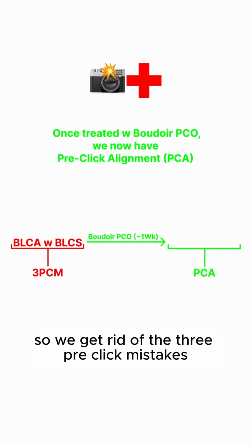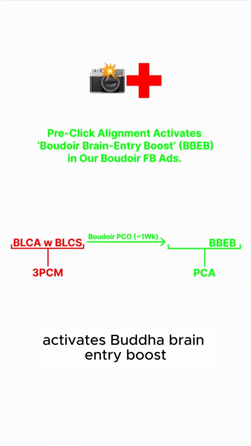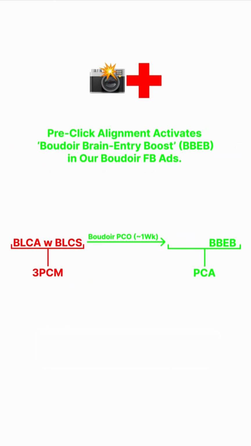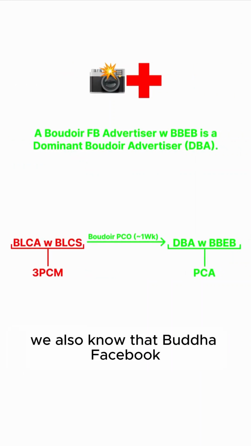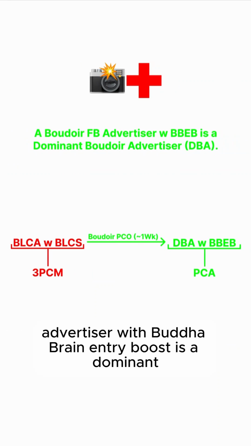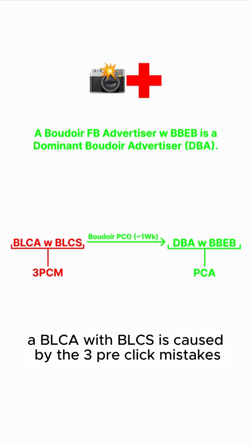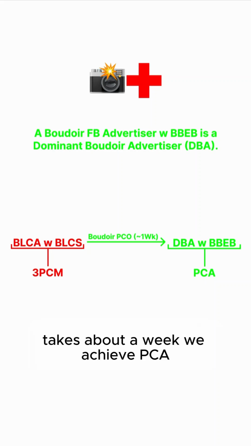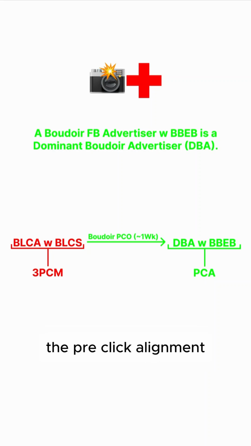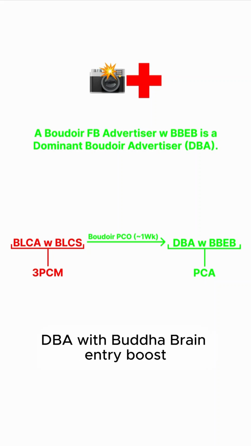Now, once you're treated with Boudoir Pico, we have pre-click alignment, PCA. So we get rid of the 3 pre-click mistakes, we achieve pre-click alignment. And pre-click alignment activates boudoir brain entry boost in our boudoir Facebook ads. Basically, we get our unique CTR above 6%. We also know that a boudoir Facebook advertiser with boudoir brain entry boost is a dominant boudoir advertiser, a DBA. So this is our full universe. A BLCA with BLCS is caused by the 3 pre-click mistakes. Easy enough. We treat it with our solution, Boudoir Pico, takes about a week. We achieve PCA, the pre-click alignment, and we become dominant boudoir advertisers, DBA, with boudoir brain entry boost.